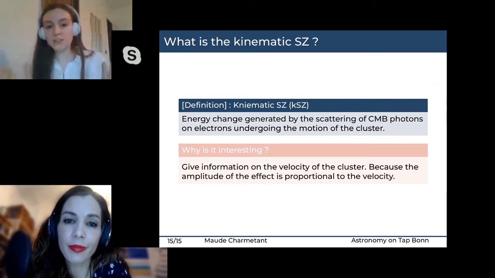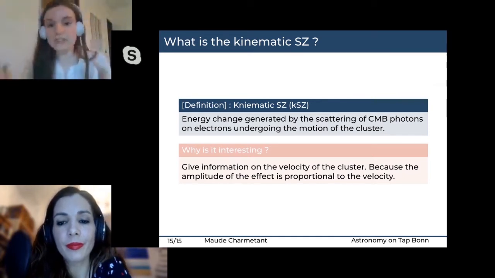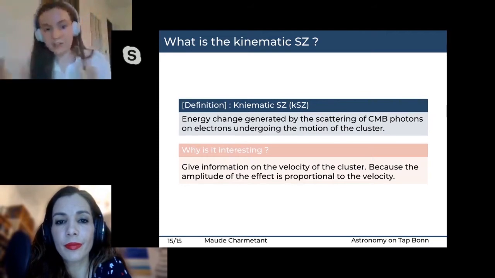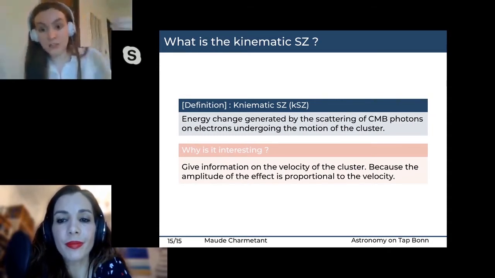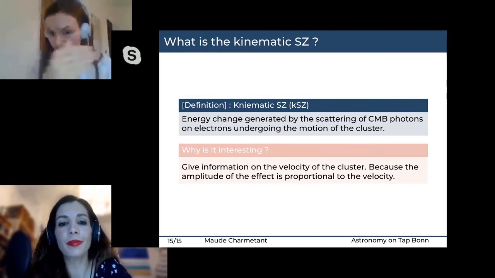It's all the electrons that are undergoing the motion of the cluster, all the electrons that are moving, because you have to imagine those galaxy clusters, they're not fixed. There are velocities inside of them. They're moving in the universe, and those electrons are also going under this motion. They're also moving, and so this effect occurs when the CMB photons scatter on the electrons that have a motion.